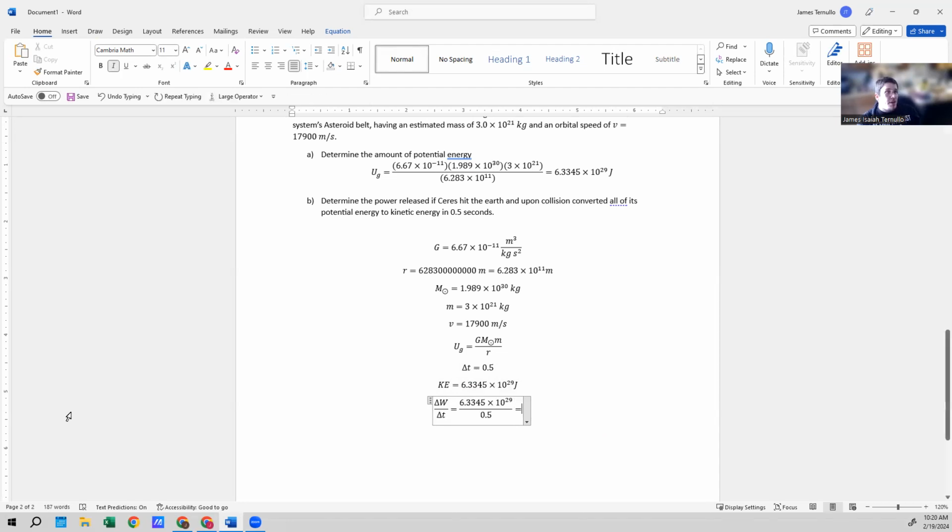Okay. And so then if we take this 6.3345 times 10 to the 29 and we divide it by 1/2 second, we see that we get 1.2669 times 10 to the 30. This would be watts.